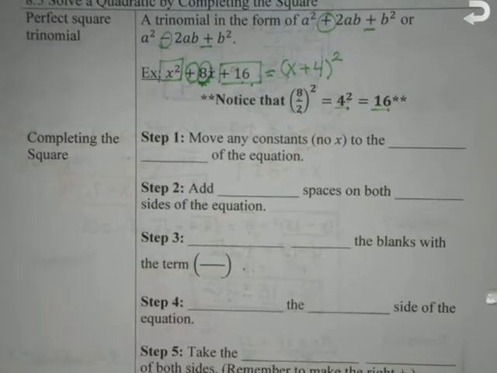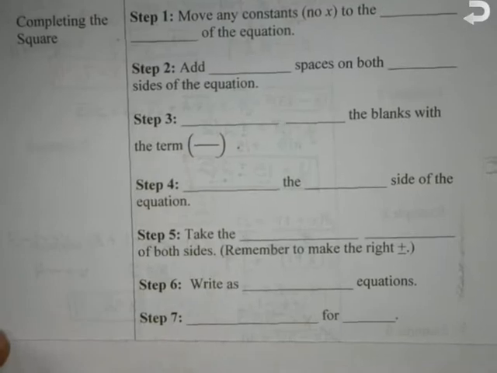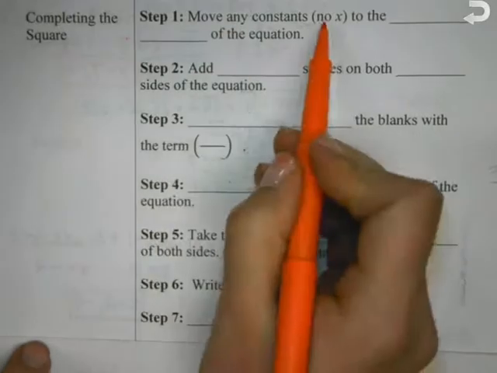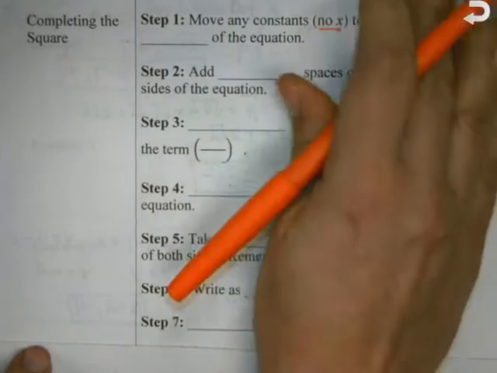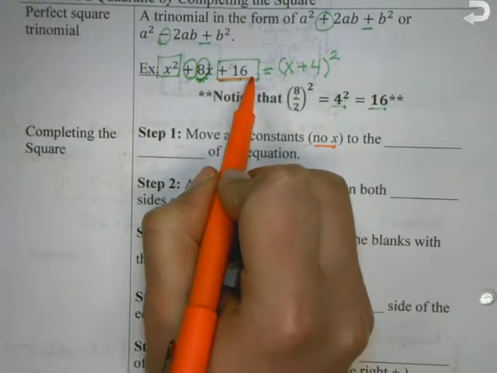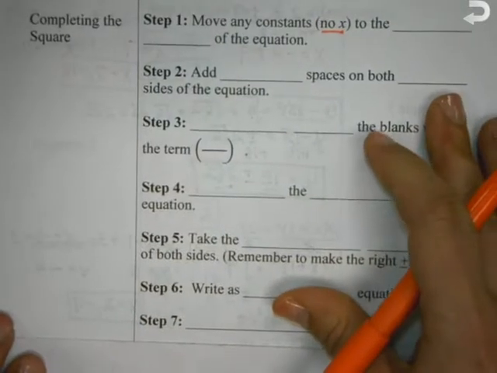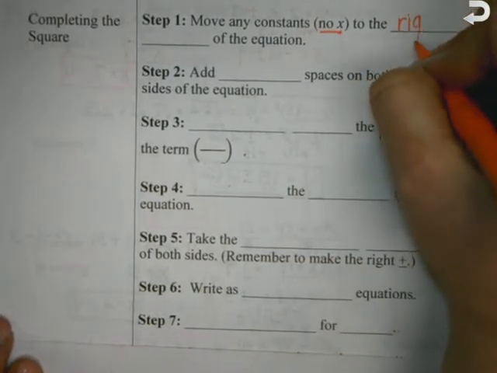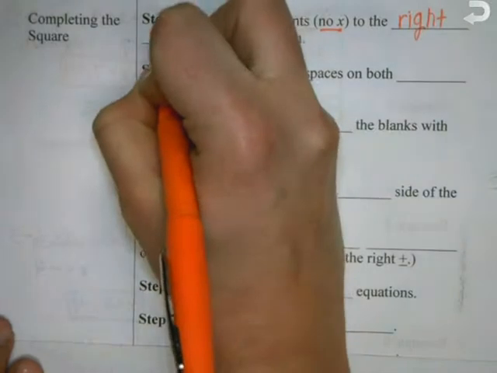I know this is a lot of steps. You will use them every single time. Most of them are already written out for you, so all we have to do is fill in the blanks and follow these 7 steps every time. To complete the square, we want to move any constants, which means there's no x involved. In the example I just gave you, the constant would be 16 because there are no x's attached to it at all. We want to move any constants to the right-hand side of the equation. So that's our first step.